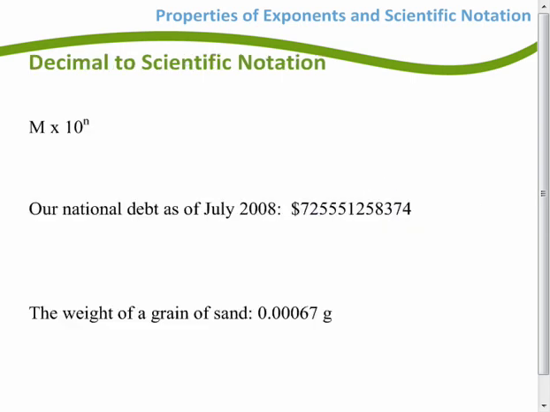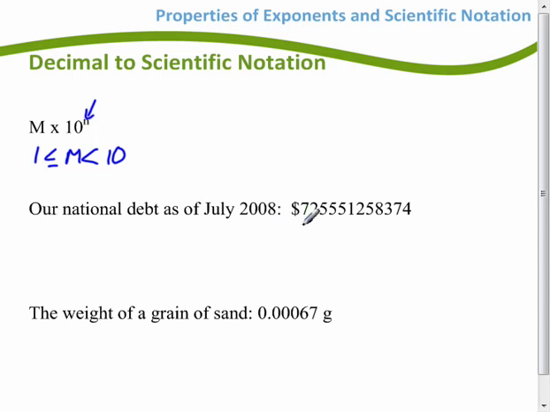Let's try a couple of examples. So here's what it should look like. Here, where m is a number in between 1 and 10. So let me just put that. So it's in between 1. It could be equal to 1. So m. And it has to be less than 10. And then here I have some exponent.